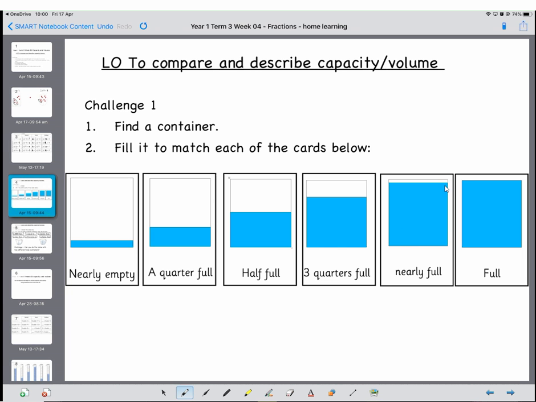Nearly full is as close as you can get to the top without spilling, and full is pretty much the water to the brim. And if you have a bit overflowing, if you're working outside, that's absolutely fine, because what's left in will be completely full. So have a go at doing that. And when you're ready, when you've had your fun, and when you've possibly changed clothes or mopped up, then you can have a look at the second challenge.